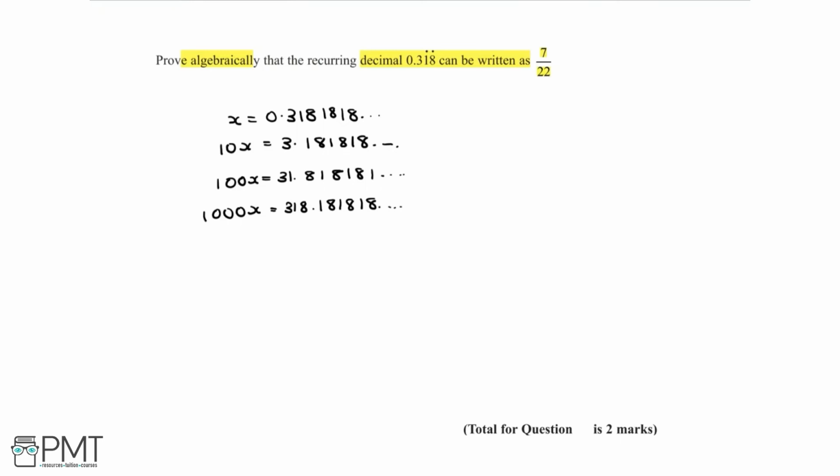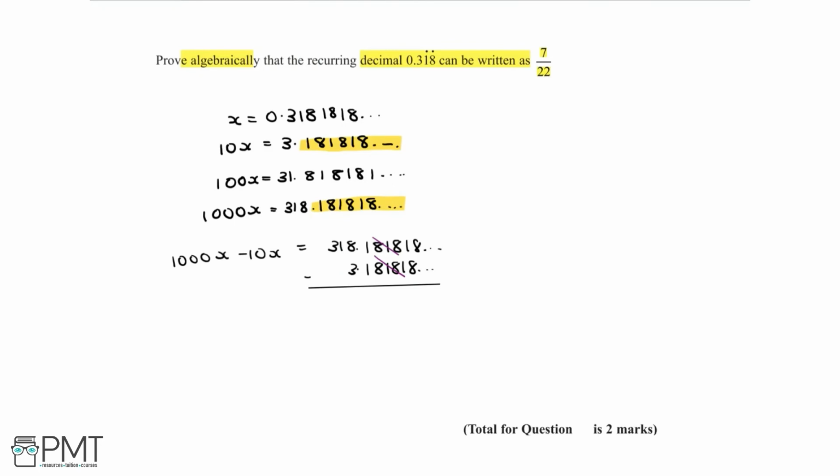We can see that the numbers after the decimal points are equal. We have 0.181818... for 10x, and for 1000x we also have 0.181818... So let's take a look at what happens when we do 1000x take away 10x. 1000x take away 10x is equal to 318.181818... take away 3.181818... So now we can see that the numbers after the decimal point, the 181818, both cancel out. And so by doing this, we've made our problem a lot simpler by getting rid of the recurring decimal.